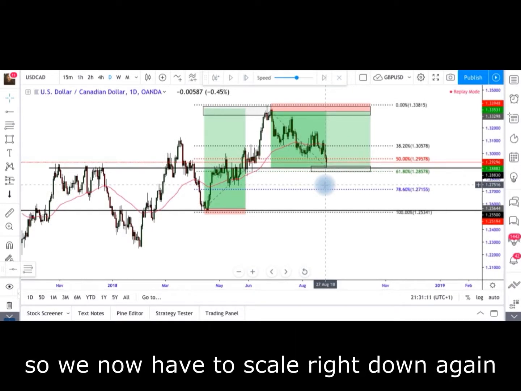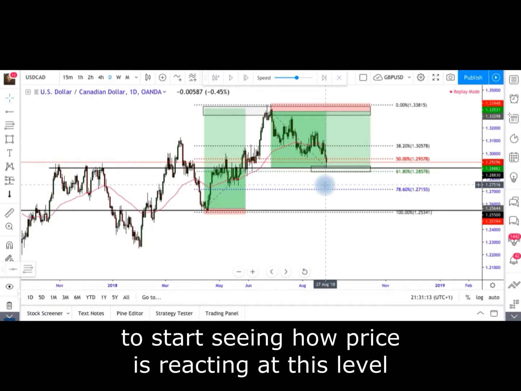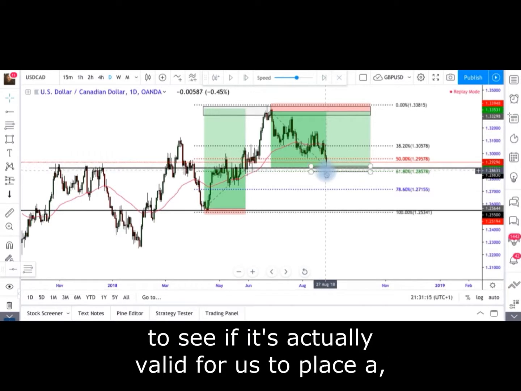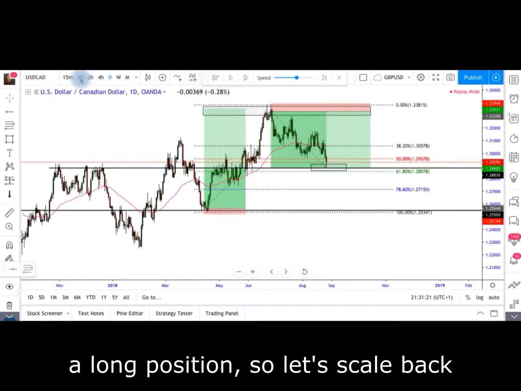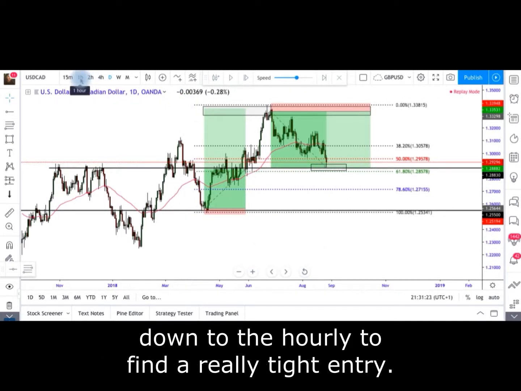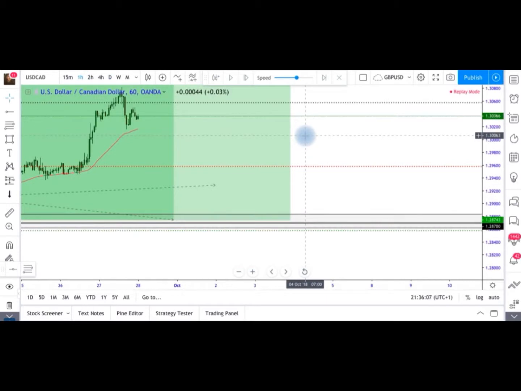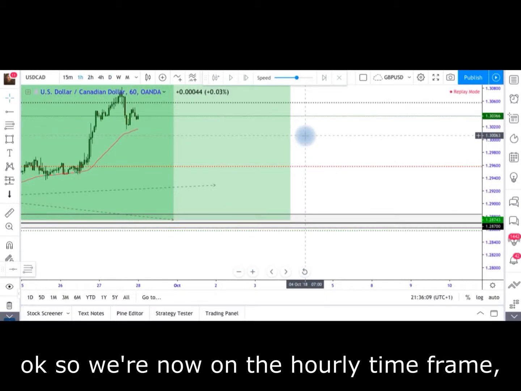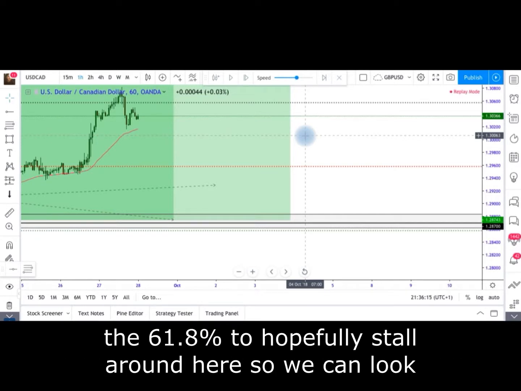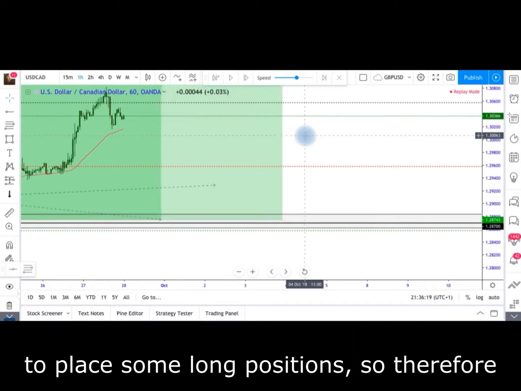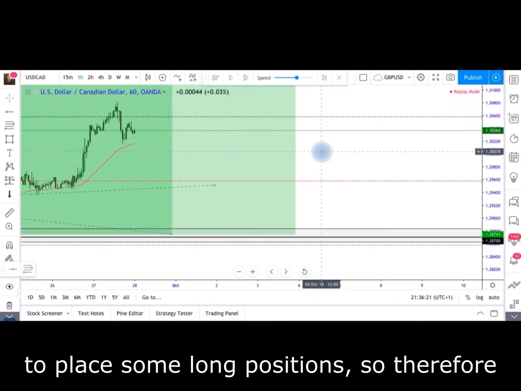So we now have to scale right down again to start seeing how price is reacting to this level to see if it's actually valid for us to place a long position. So now let's scale back down to the hourly to find a really tight entry. Okay, so we're now in the hourly time frame and we're beginning to approach the area of interest, which is the previous market structure, the 61.8%, to hopefully stall around here so we can look to place some long positions.